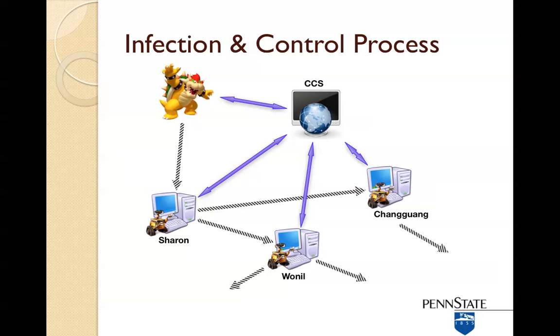Let me make an example here. For example, the bot in Sharon's computer could deliver a copy of itself to any flash drive plugging into Sharon's computer. Later, computers reading the flash drive may be infected. Here we can see Wang Yang and Chang Guang used Sharon's flash drive, and therefore their computers were infected. By repeating the infection process, more and more computers could be infected and finally form a huge botnet.